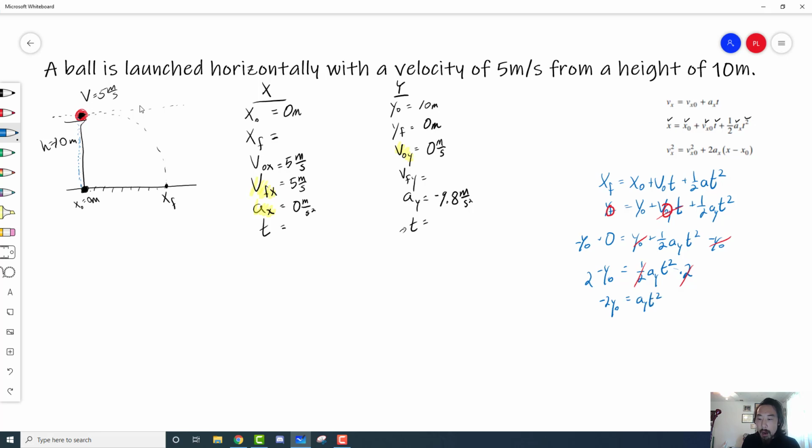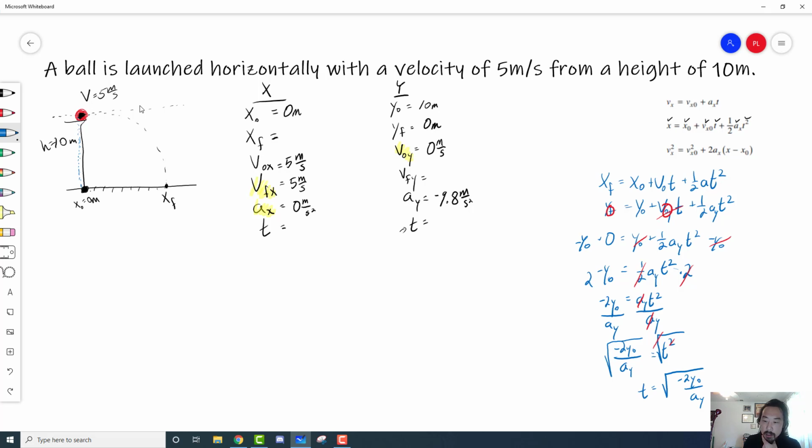All right, I want to divide both sides by a sub y. We have a sub y in the numerator, a sub y in the denominator. Cancel that out. That leaves us with negative 2y initial divided by a sub y is equal to t squared. And the very last thing we want to do is square root both sides, because when we do that, the square root cancels out and the square cancels out, leaving us with time is equal to the square root of negative 2y initial divided by a sub y.